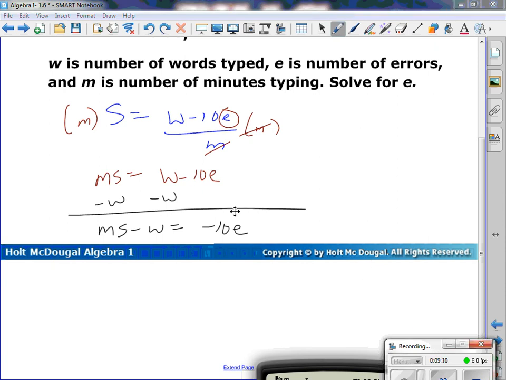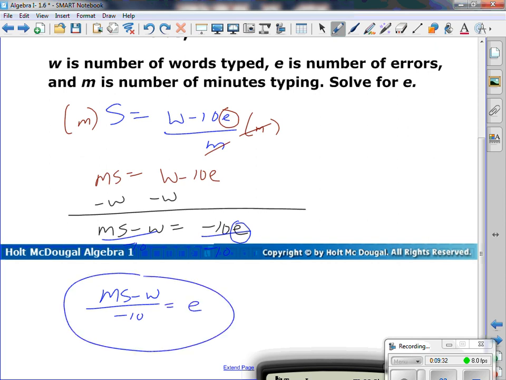Now what's happening to my e? It's being multiplied by negative 10, so how do I get rid of a multiply by negative 10? Divide by negative 10. I have ms minus w divided by negative 10 is equal to e. That is your answer. It's a little bit trickier without numbers. You have to know your operations. It's working backwards.